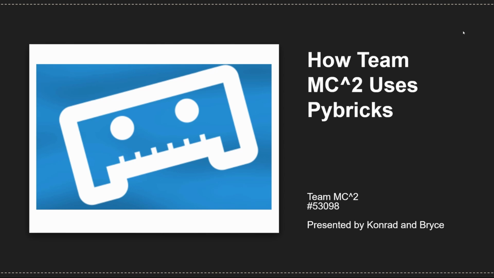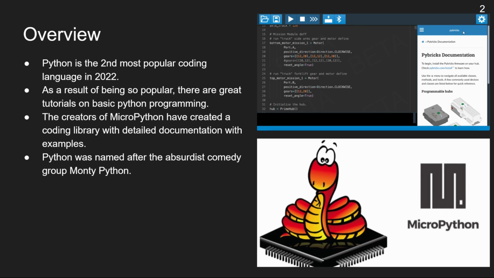Welcome. This is how Team MC² uses MicroPython program, Pybricks. Pybricks is a neat MicroPython program for coding Python across LEGO hubs like Boost, EV3, and Spike Prime. With Python being so popular, there are thousands of tutorials on how to use MicroPython. Up above, you can find some neat facts about Python and MicroPython.